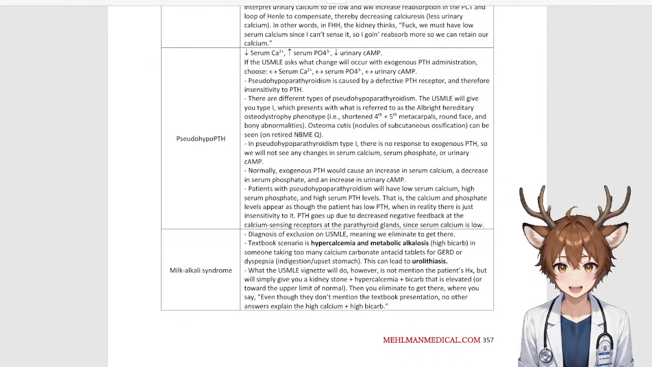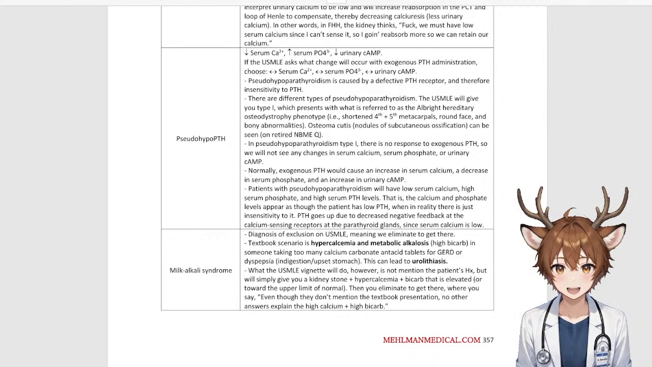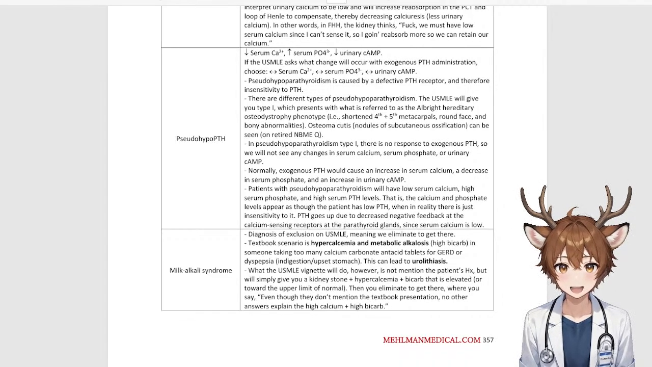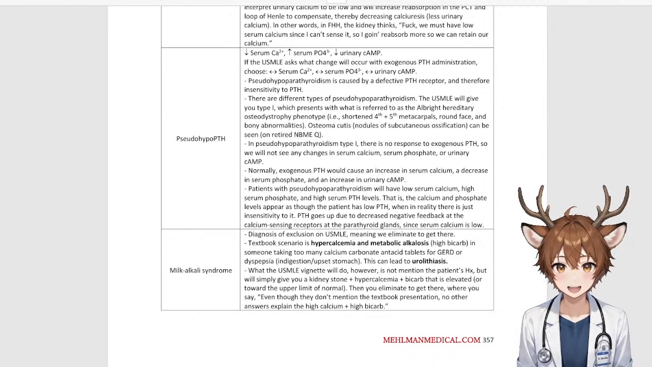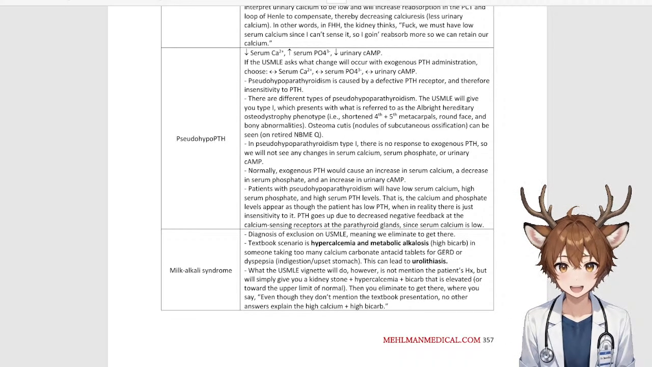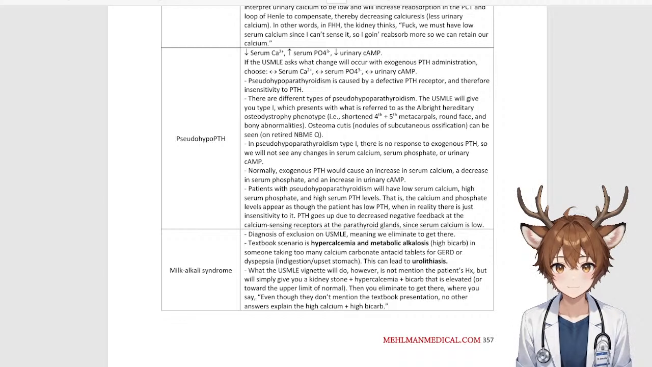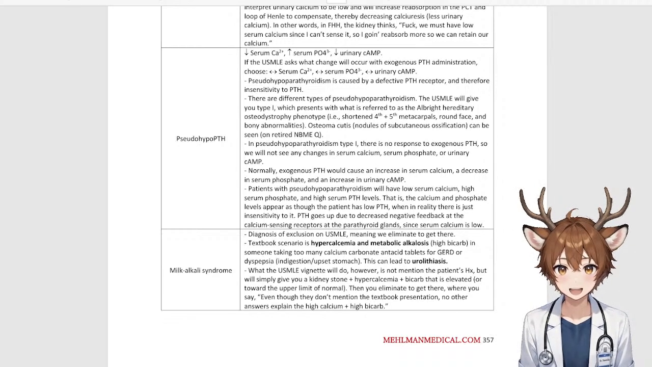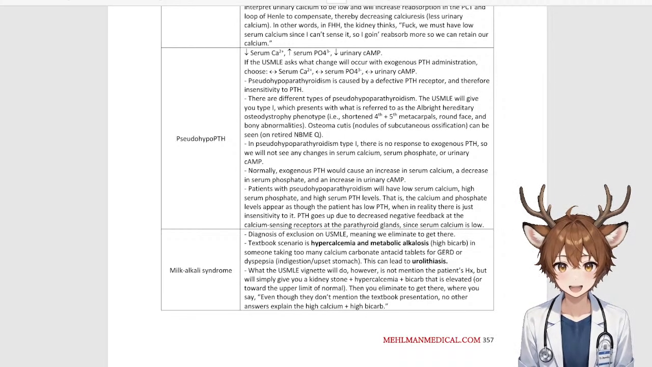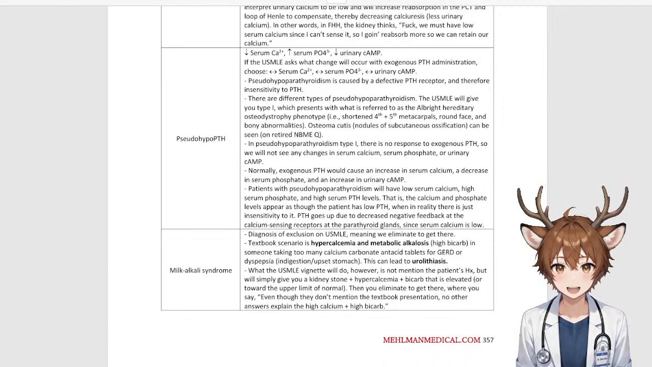What the USMLE vignette will do, however, is not mention the patient's history, but will simply give you a kidney stone plus hypercalcemia plus bicarb that is elevated or toward the upper limit of normal. Then you eliminate to get there. Even though they don't mention the textbook presentation, no other answers explain the high calcium plus high bicarb.